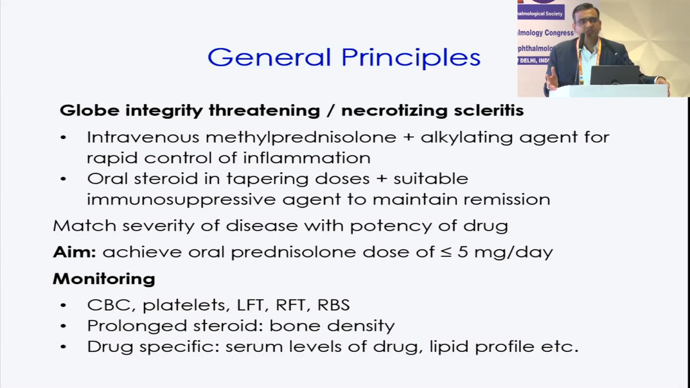If you have a case where the globe integrity is threatened, so you have a PUK which is perforated or about to perforate, or necrotizing scleritis, you don't really have time for the slower acting drugs. You need to give them a reasonably high dose of systemic corticosteroids. Usually we use intravenous methylprednisolone, 500 milligrams to 1 gram a day, and you repeat it over the next 2 days, so about 3 days.